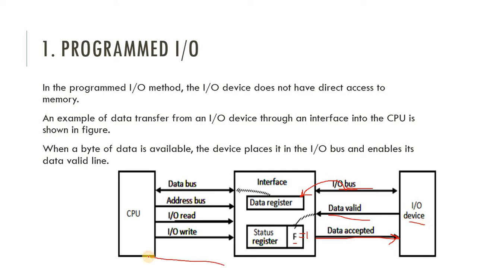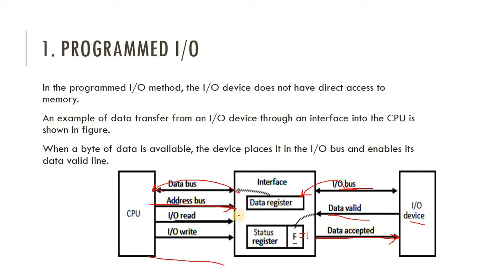Now let's understand the CPU side signals. After receiving the data from the IO device, the data will be stored in the data register. Now with the help of the data bus, the data of the data register will be transferred to the CPU. Now we all know that every IO device will be accessed with the help of an address. So this address from the CPU will be transferred to the address bus, and that is given to the interface.